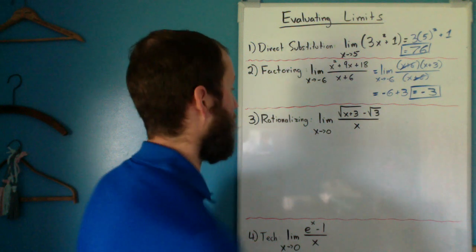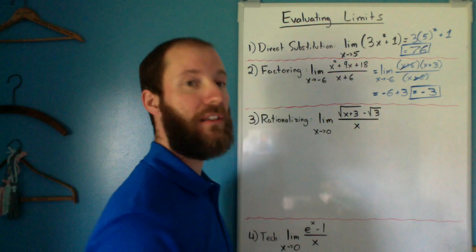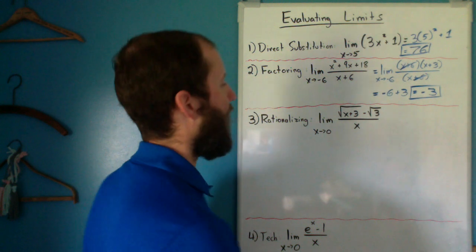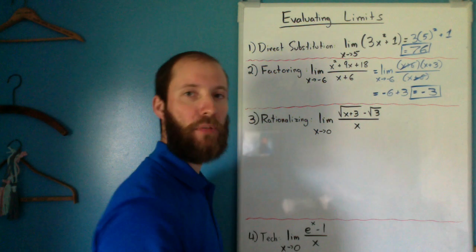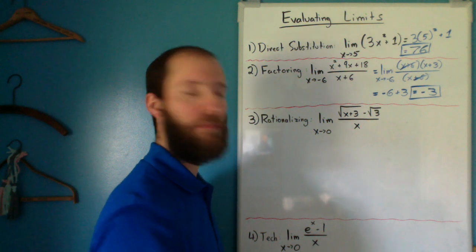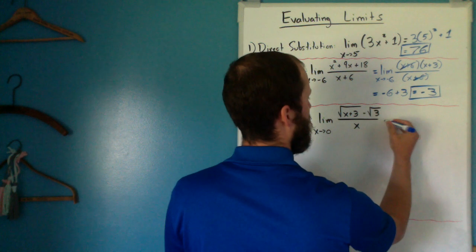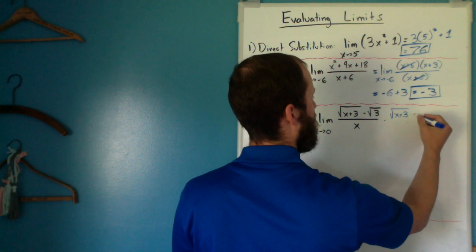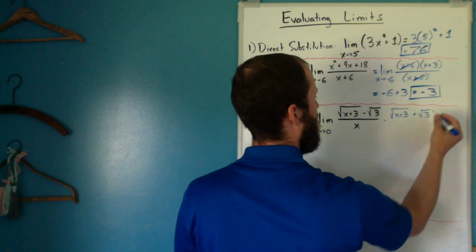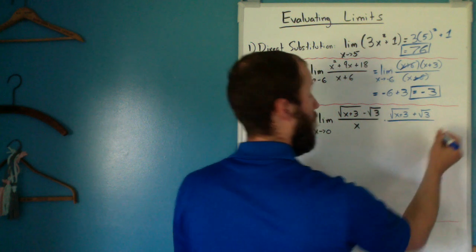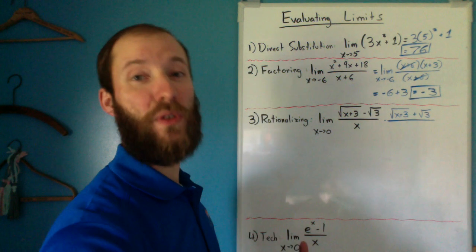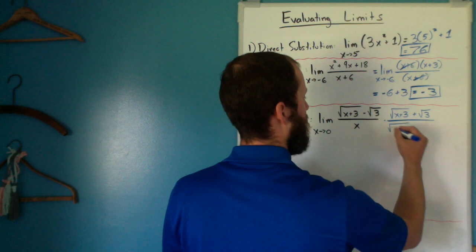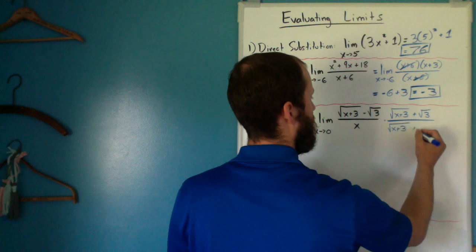That doesn't work. So what we're going to do is multiply by the conjugate pair of the numerator. The conjugate pair means take this minus and make it a plus. If it was a plus, make it a minus. So we're going to multiply by root x plus 3 plus root 3. We don't want to change the value of this function, we just want to change what it looks like. So we're going to multiply top and bottom by the same thing.